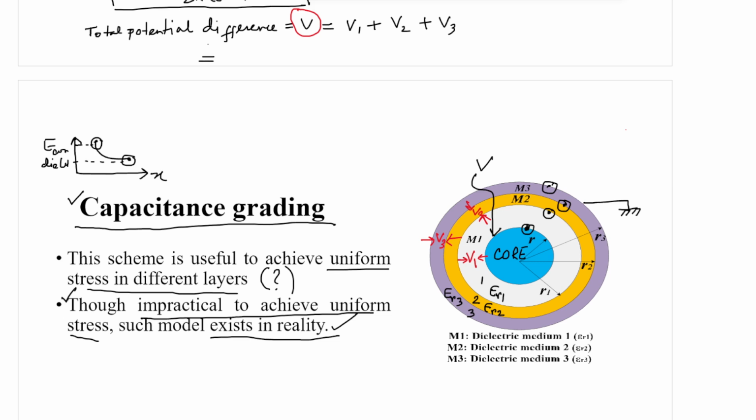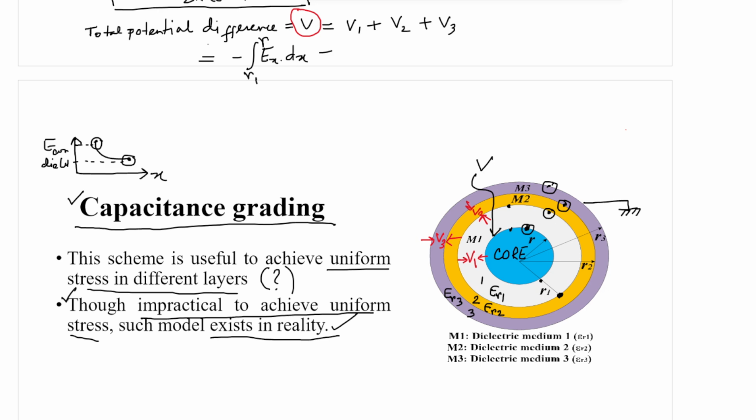V1 is minus integration Ex dx. Now this integration should be carried out from, let us say, this point to this point. This point signifies R1, and this point signifies R. So that integration should be carried out from small r1 to R.